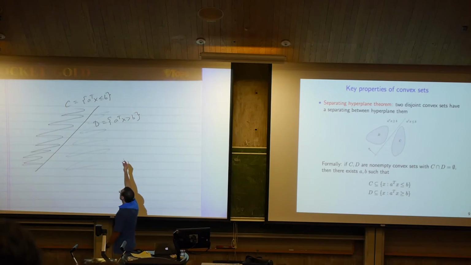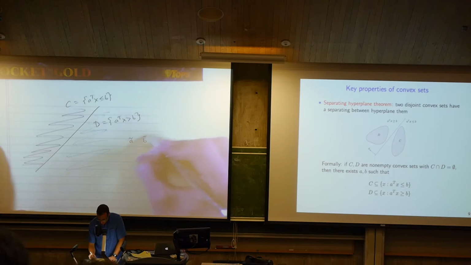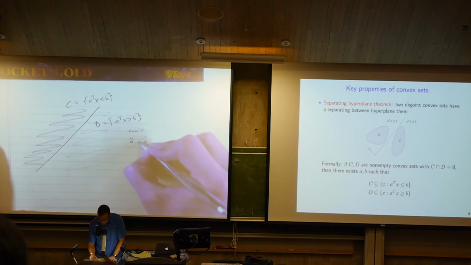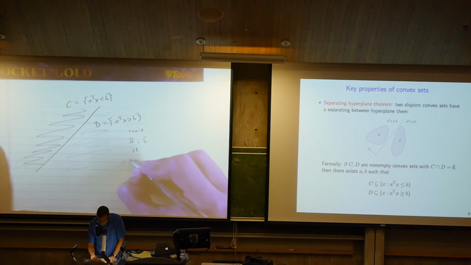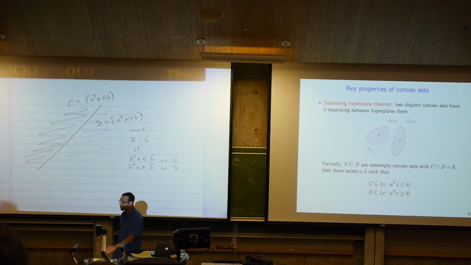So I can't find another vector, or I guess I should call it A tilde and B tilde. So we can't find A tilde and B tilde such that A tilde transpose X is strictly less than B tilde on C, and A tilde transpose X is strictly bigger than B tilde on D. Right? You can just see pictorially that I definitely cannot find something that strictly separates those two. So that's a good example. That's where one of the sets was open.